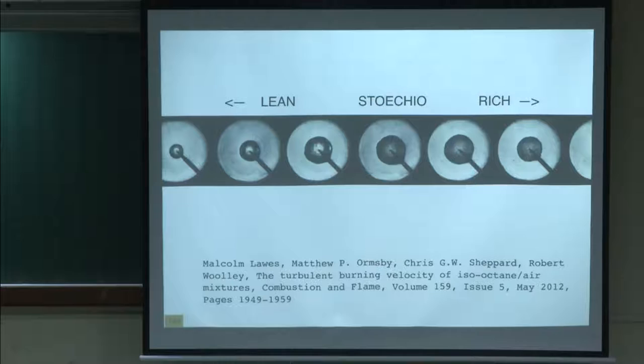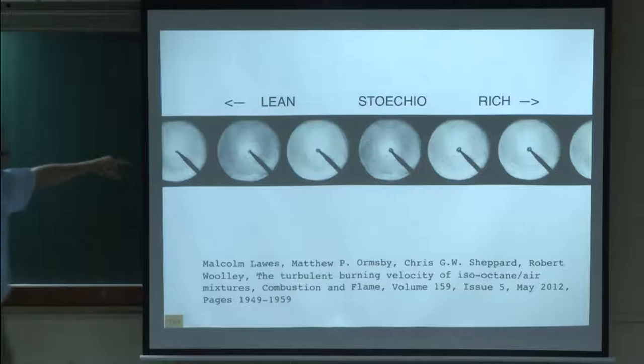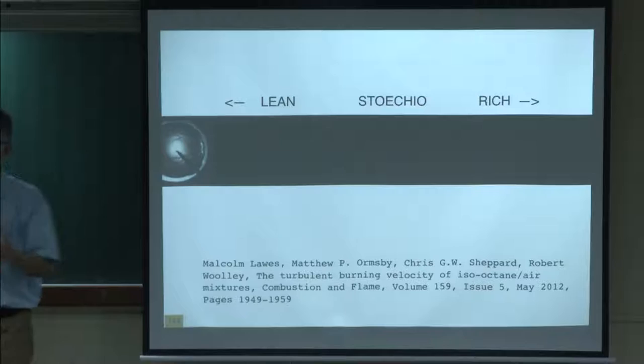Then, of course, you can see that the lean cases, for example, go extremely slowly. And so we can guess, of course, that the speed is more here than here, larger than that. And this is the smallest speed. Okay. Then if you want to be quantitative, you want to use these measurements now to find the flame speed.